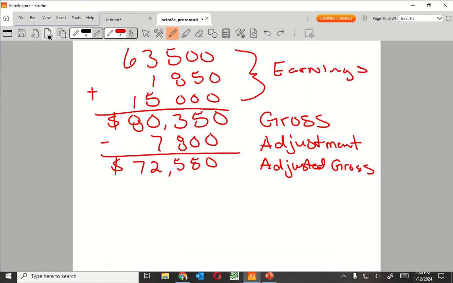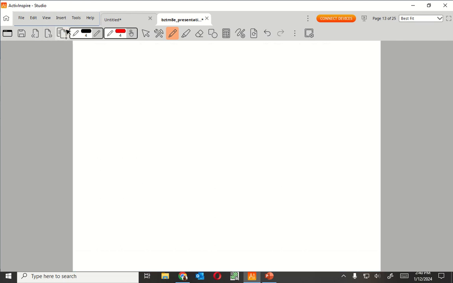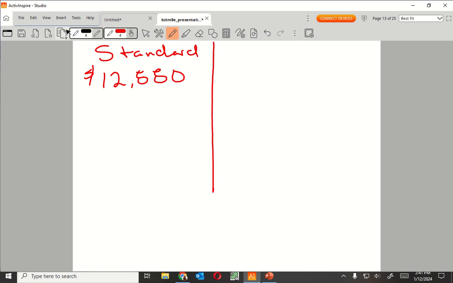So we are now going to slide number 11. Slide number 11 on your lines. We're going to compare because we have to look to see which one's greater. My standard deduction is $12,550. This is what was given to me in the word problem. And we're going to compare that to the itemized. We're going to talk about the itemized deduction.